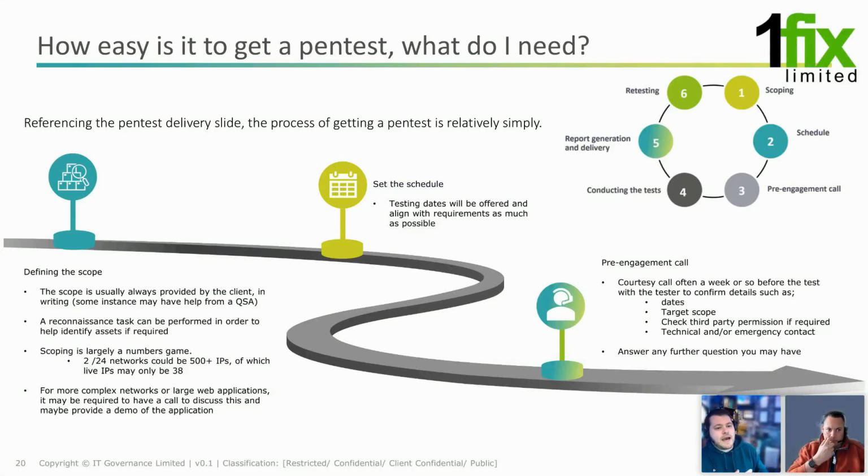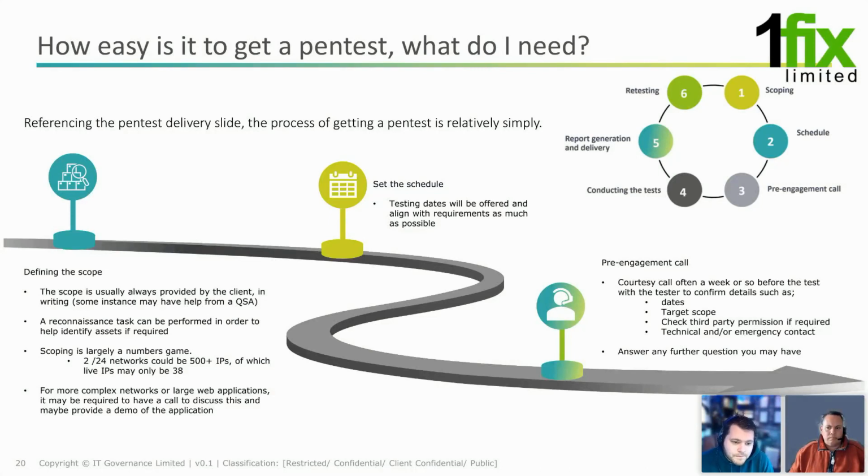Scoping is a numbers game. How do we know how long something's going to take to test? Well, we kind of have to try to find it somewhere. If you were to give us two /24s, I think I wrote that on here, that could be 500 plus IP addresses, of which we would then have to say, well, 500 IP addresses is going to take quite a long time to test. If you only have a small sample of those that are actually live, defining those live IPs as your scope reduces the cost and reduces the time to test. So it's quite important to work out what you have.